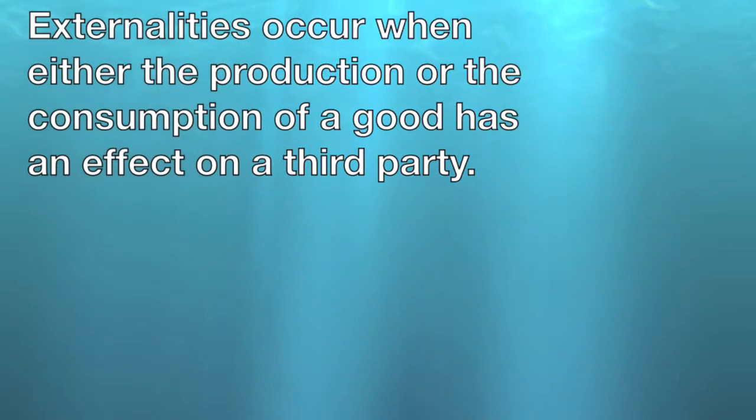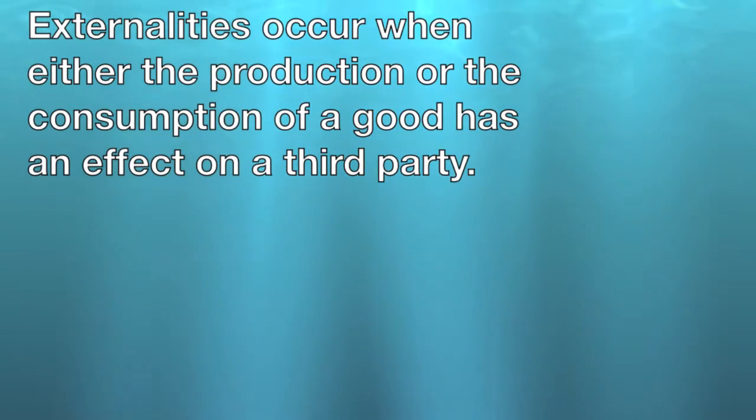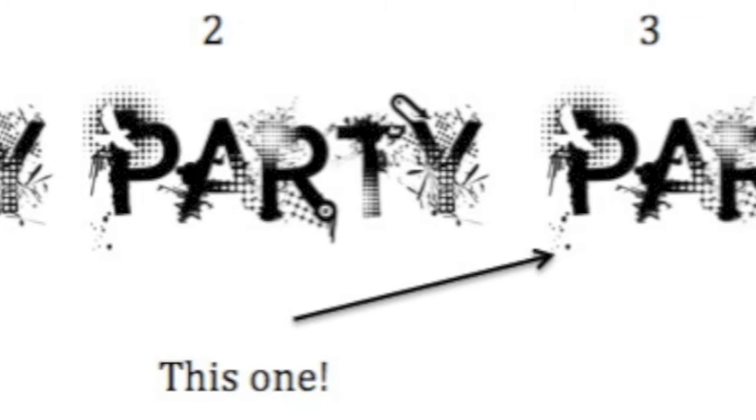Externalities occur when either the production or the consumption of a good has an effect on a third party. Externalities can either be positive or negative. When externalities are negative, that means a third party is harmed or damaged by the consumption or the production of the good. When the externality is positive, that means welfare that can be received from the production or consumption of the good isn't being received to the fullest.